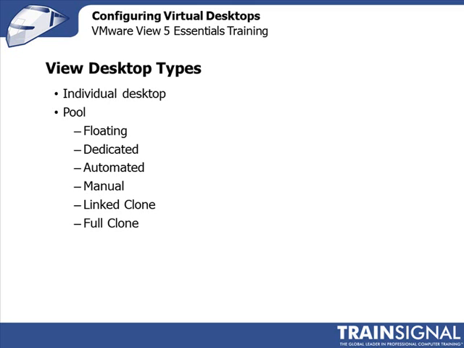Now the real magic there comes with pools, and with pools, each one of these sections are grouped together because it's an A or B option, an on or an off, right? So I can choose one or the other, but I can't have both in one pool. So in my pools, I get the option of having floating pools or dedicated pools.